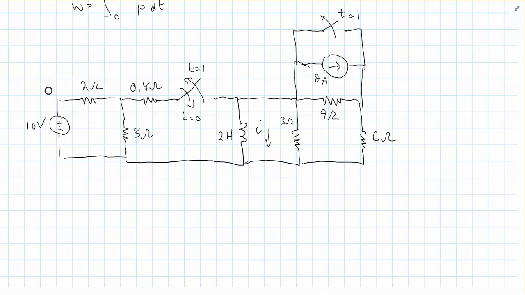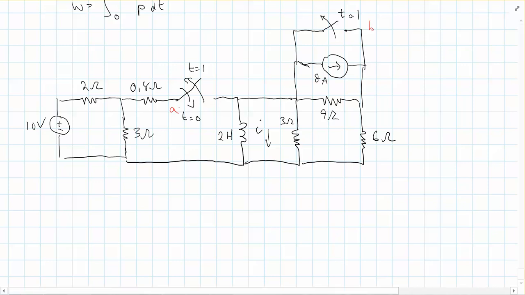So the problem states that this switch here, I'll go ahead and label these. I believe they called this switch A and this switch B. Switch A has been open for a long time and switch B has been closed for a long time. And basically they're wanting to know what happens here. What's the equation for this circuit here?